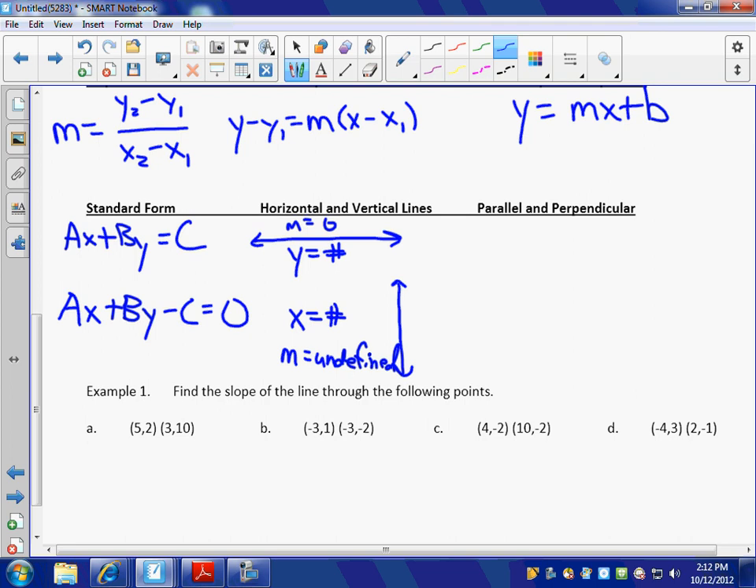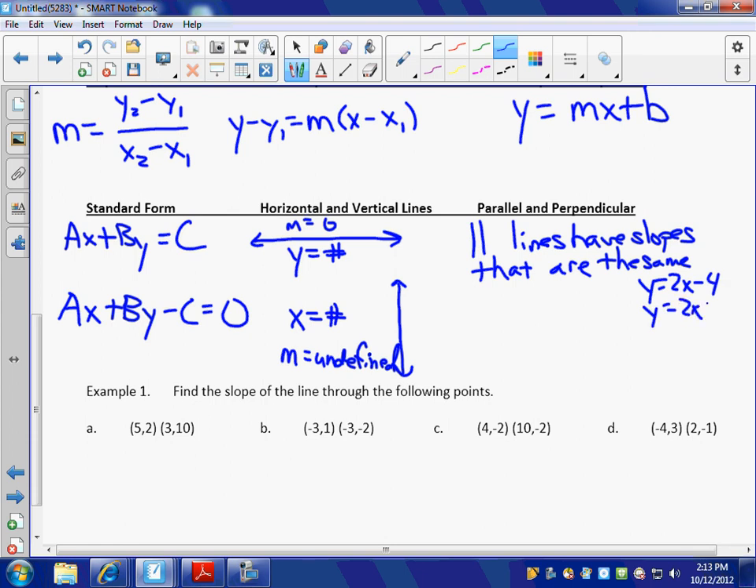So, parallel. Parallel lines have slopes that are what? Parallel lines have slopes that are the same. So for example, y equals 2x minus 4 and y equals 2x plus 11. Those are the same slope. They are parallel lines.